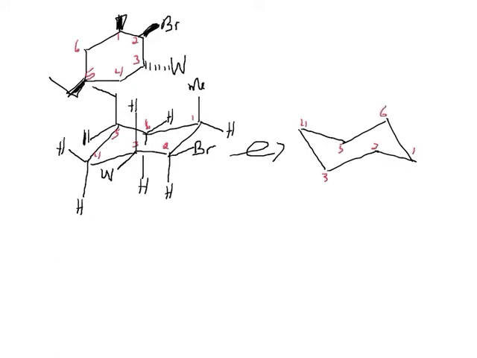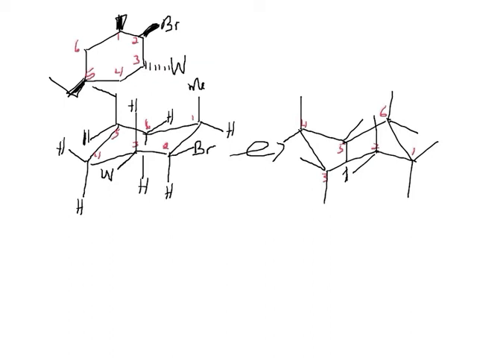Again, let's go through the exercises. The carbon 4 here is at a top point. Let's draw axial up, equatorial down, axial down, equatorial up, axial up, equatorial down, down, up, down, down, up, right?